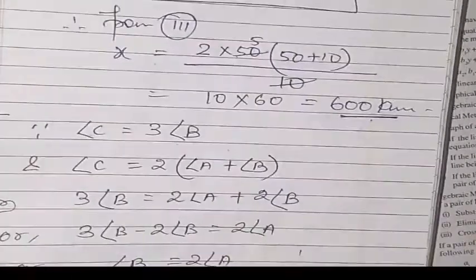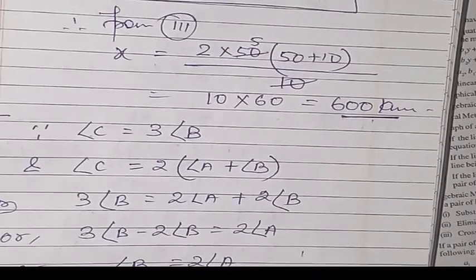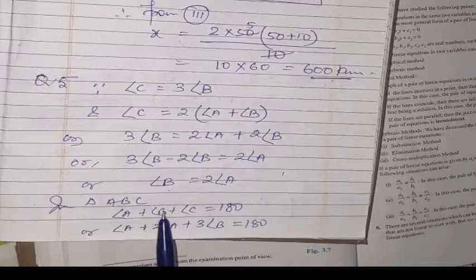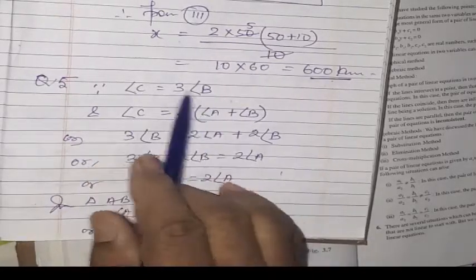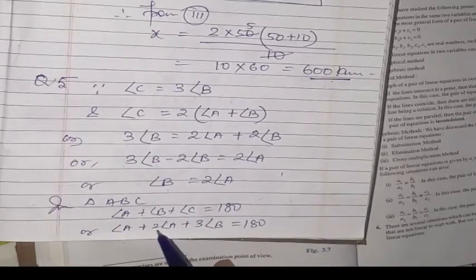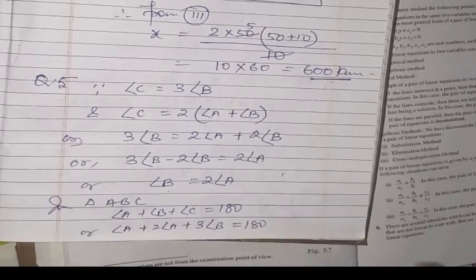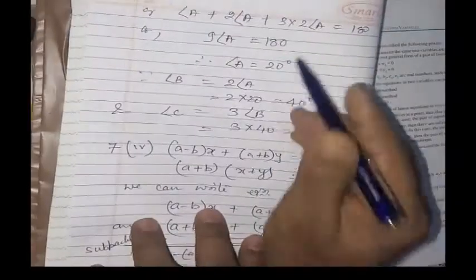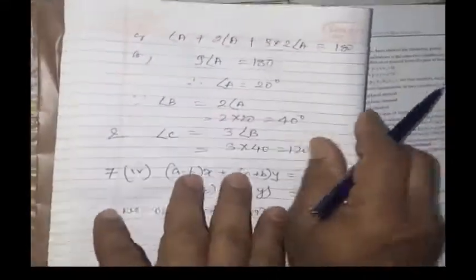Now you know a plus b plus c is equal to 180. Instead of b you can write 2a, and c is equal to 3b, so you can write 6a. So 9a is equal to 180, so a is equal to 20.